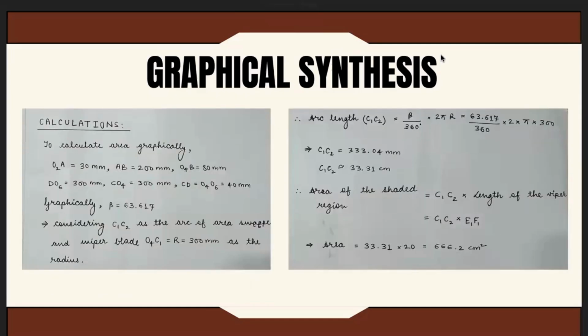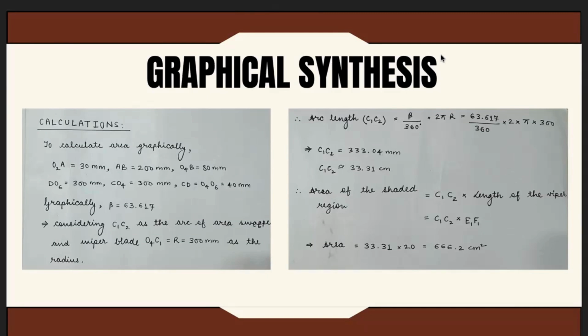In the synthesis, we have taken O4 as the fixed pivot, and using O4C1 as the radius, we draw the arc C1C2. This arc represents the path traced by the tip of the wiper blade. The radius here is 300 mm, which becomes an important parameter for calculating the wiper area.